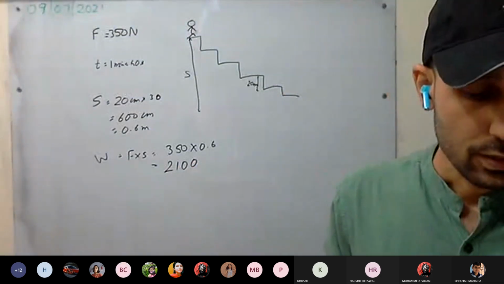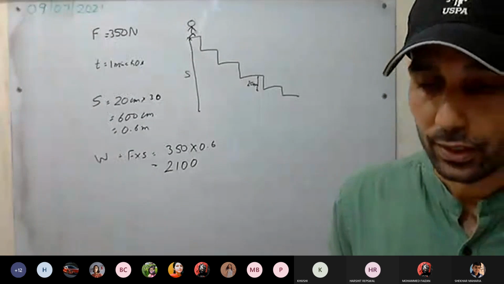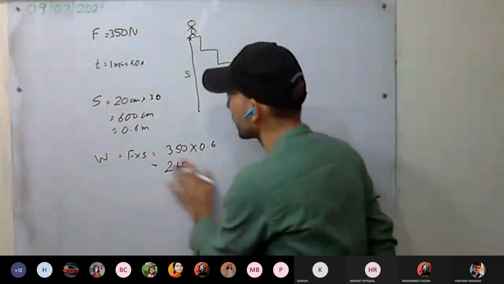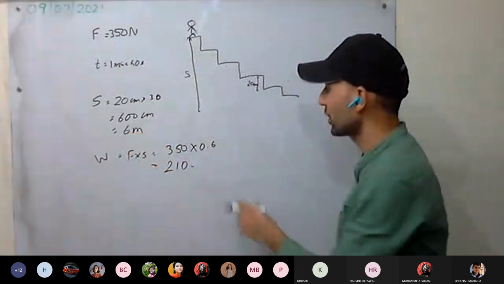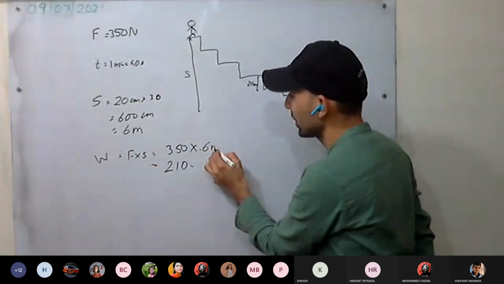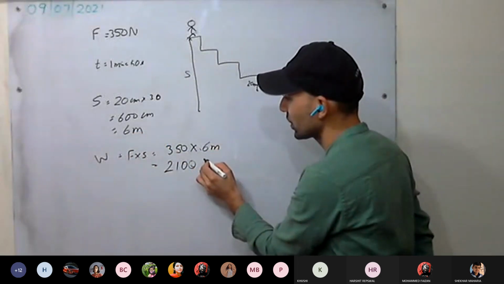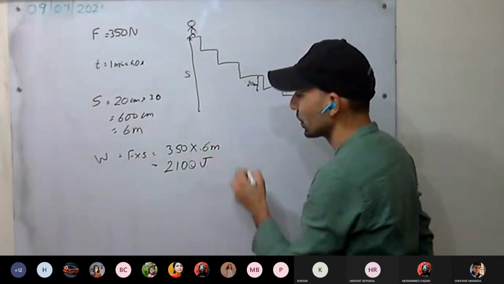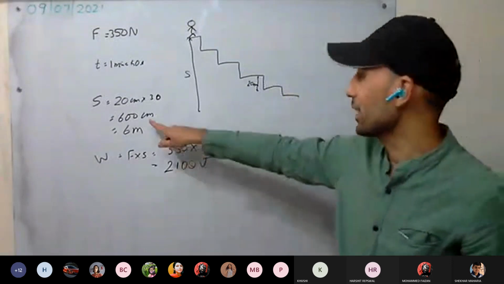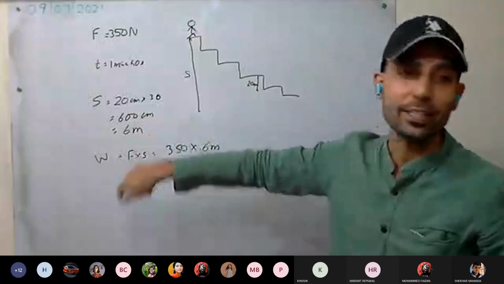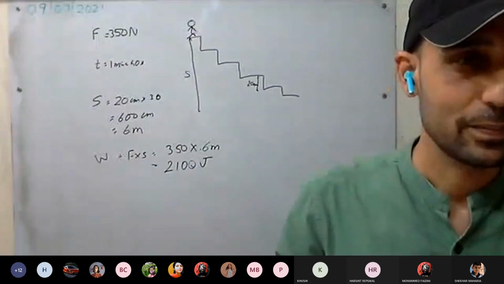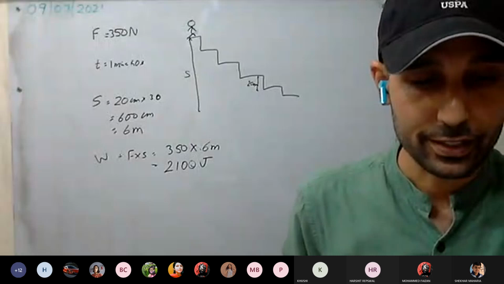So work done is 2100 joules. Have you understood? Okay, 1 minute. One mistake we have made. 600 centimeter is 6 meter. You haven't told. It is 6 meter. I converted meter into kilometer, that one. Okay, 600 centimeter is 6 meters.